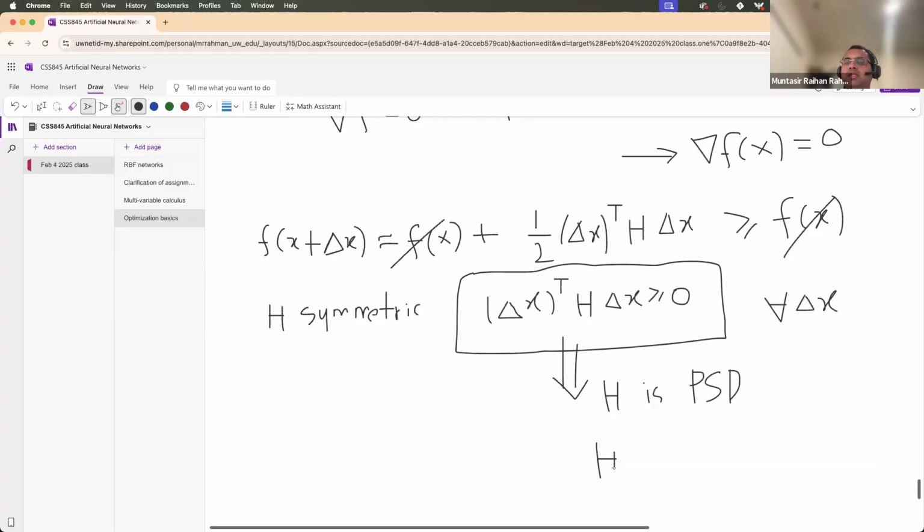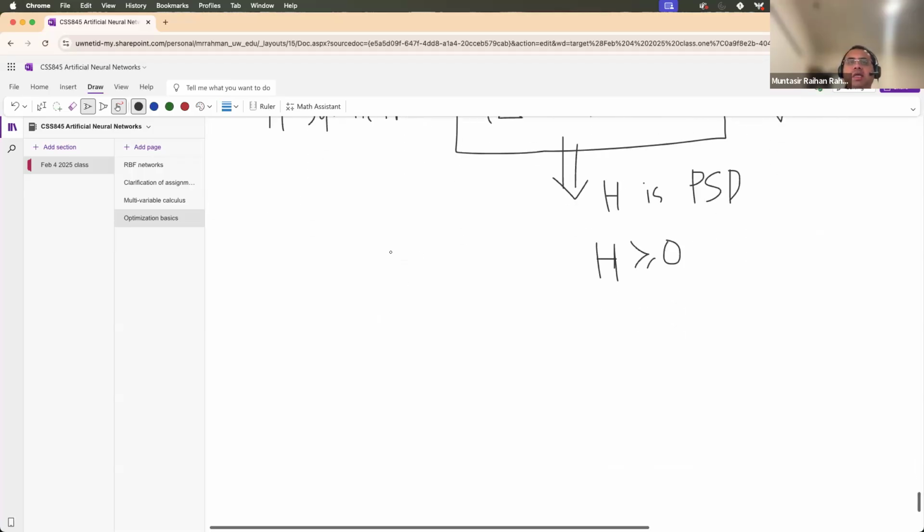And we can also write this as H. The other way to write this is H must be greater than or equal to 0. And now let's compare with a 1D case. In 1D, H is just the second derivative. And we know from calculus that for a 1D case, we get a minima if the second derivative is positive, right? And if the second derivative is negative, it's a maxima, right?